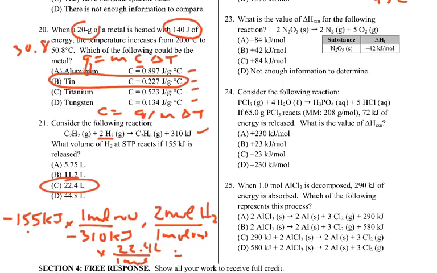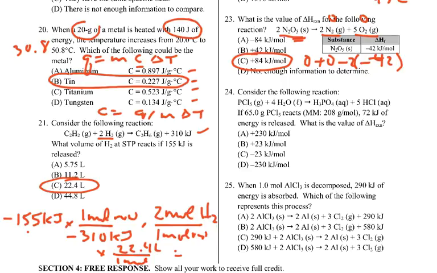23. What is the value of delta H of reaction for the following reaction? So it's going to be 2 times the nitrogen's number, plus 5 times oxygen's number, minus 2 times N2O5's number. Okay, this is going to be 0 energy, and 0 energy minus 2 times that number. So that number is negative 42, so it's 0 plus 0 minus 2 times negative 42. So minus 2 times negative 42 would be positive 84. Answer C.